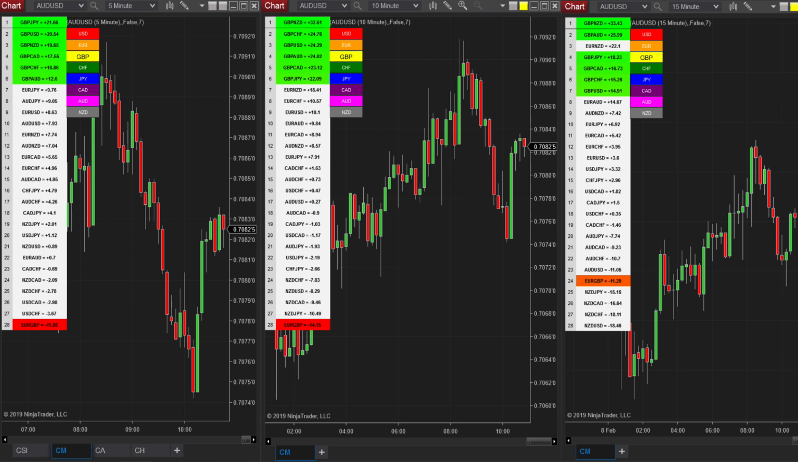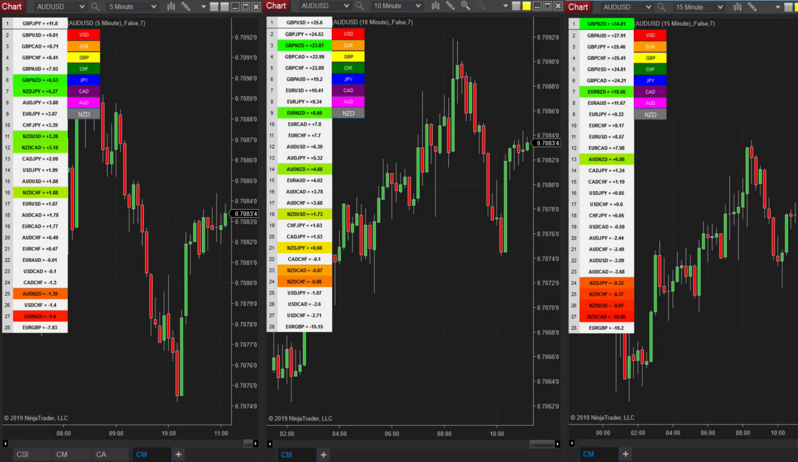Obviously, the second part of the equation you want to understand is, well, what's going on with the other side of the currency, which is the New Zealand dollar. So here we've got the New Zealand dollar isolated out, again on 5, 10, and 15 with the matrix. And it's not such a clear picture, because you've got some mixed messages here.